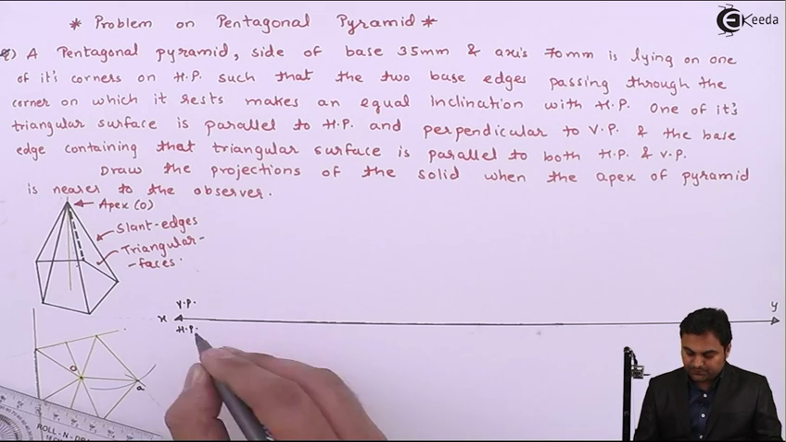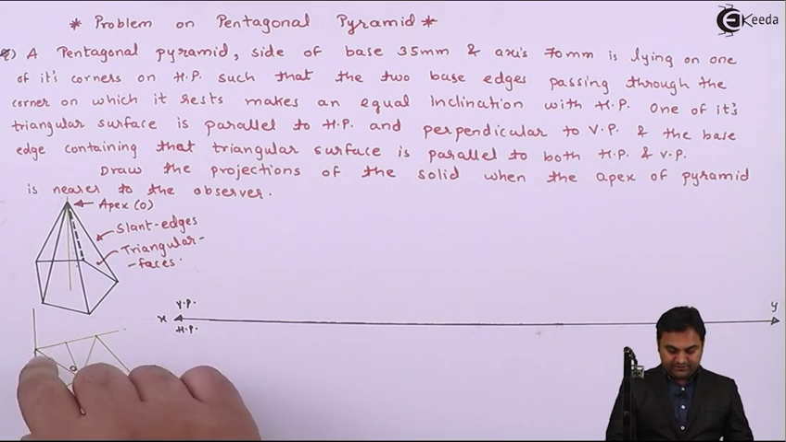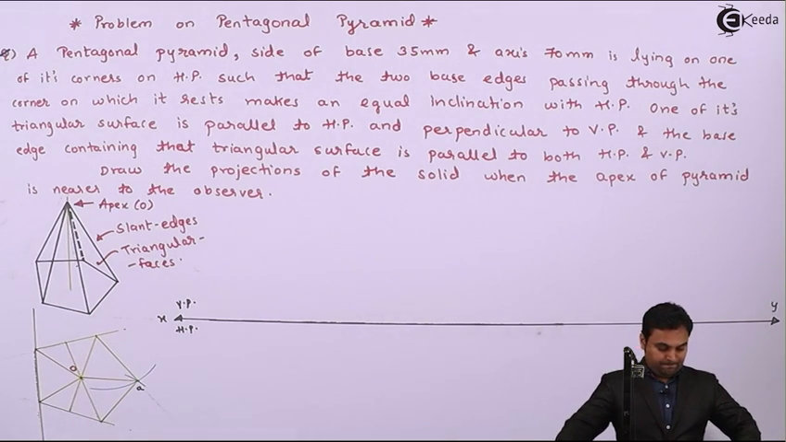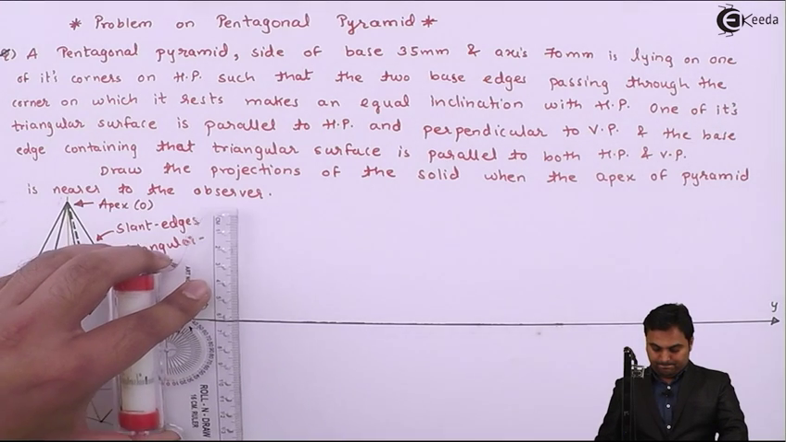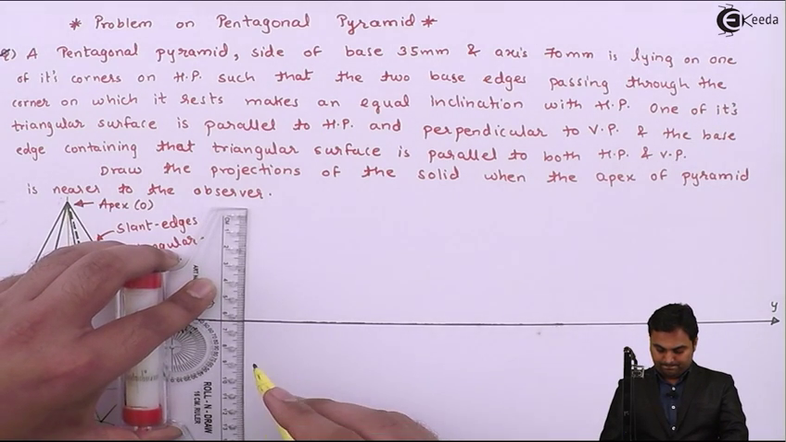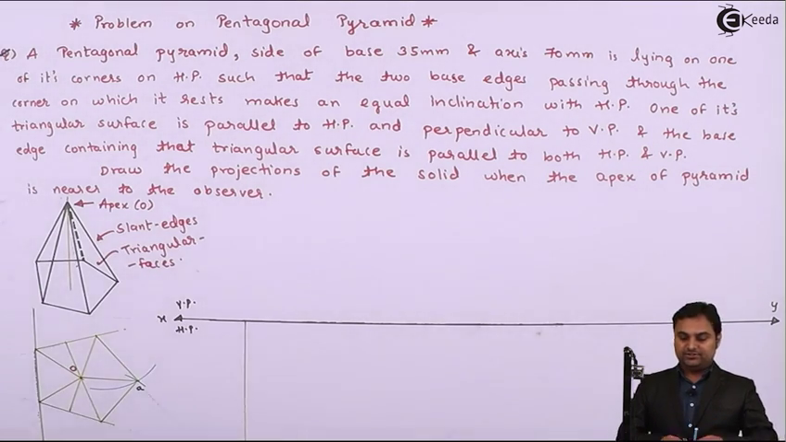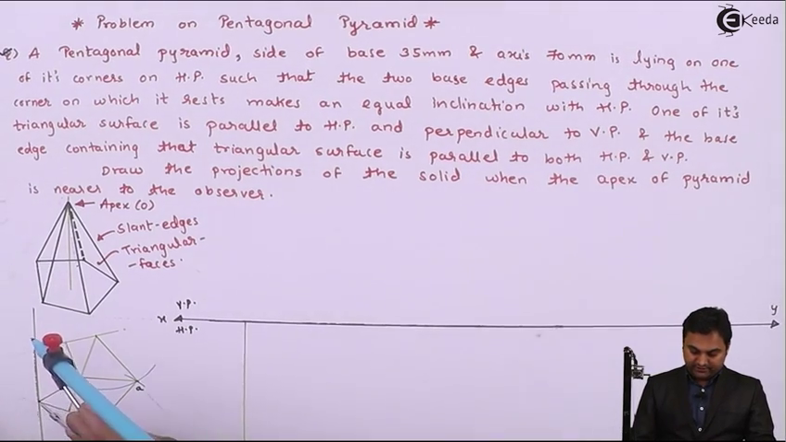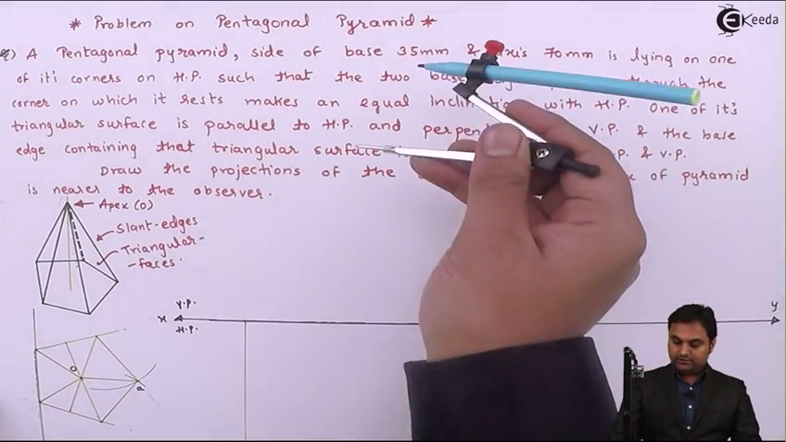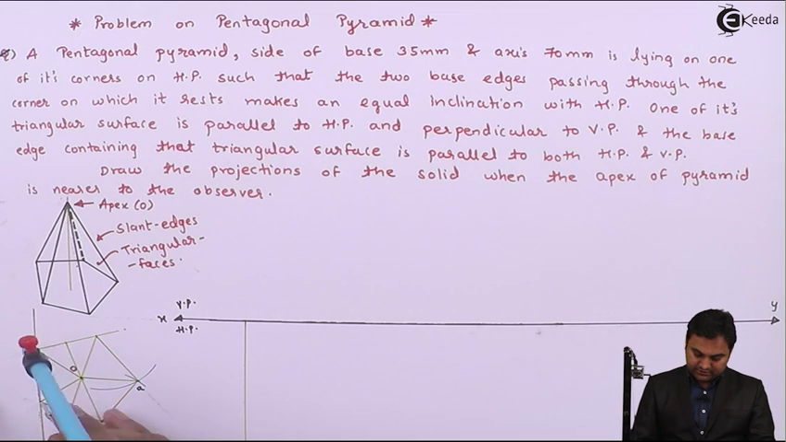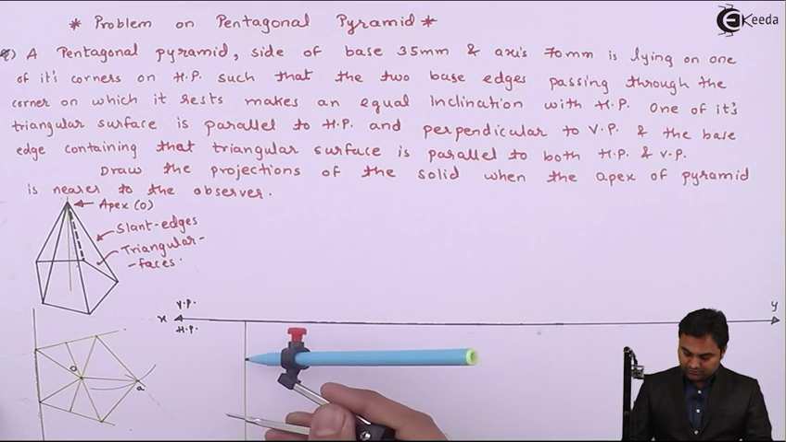XY line VP HP. Next, drawing the pentagon in this way. Drawing a light vertical line. Over that I'll mark the distance. Here I have taken the true shape, that is the true length, 35 mm. So this is the same pentagon which I have to copy here, resting on its corner.